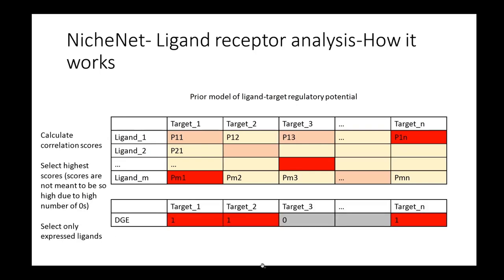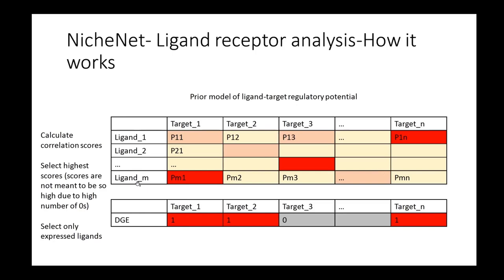And you have your list of differentially expressed genes. What you would do is change that into a vector of zeros and ones, so then you know which target genes are differentially expressed in your setting. For instance, gene number one was differentially expressed, gene number two as well, all the others were not, and gene number N was also differentially expressed. What you then do is generate a correlation between your vector and the prior knowledge that you have. And with that, it should point you towards ligands that might be interesting to look at because they are regulating the same target genes that are among your differentially expressed list.